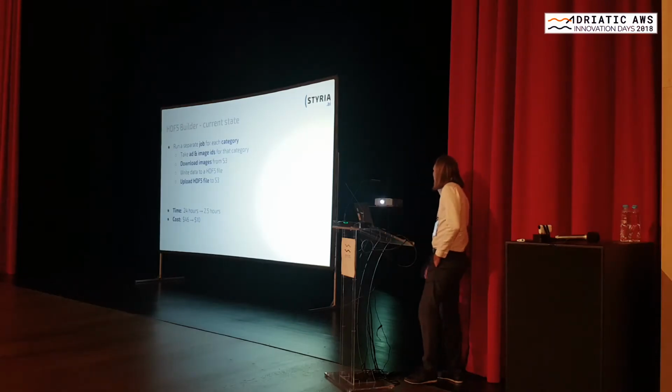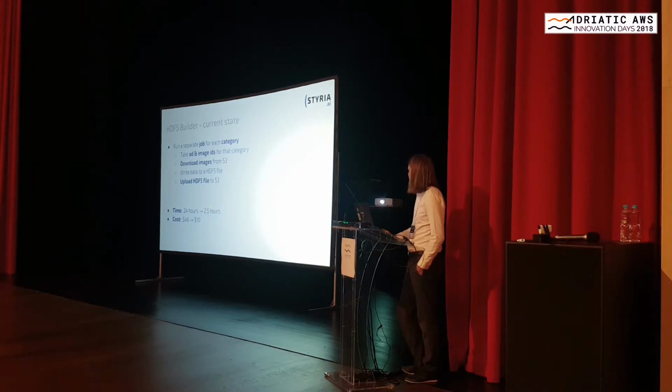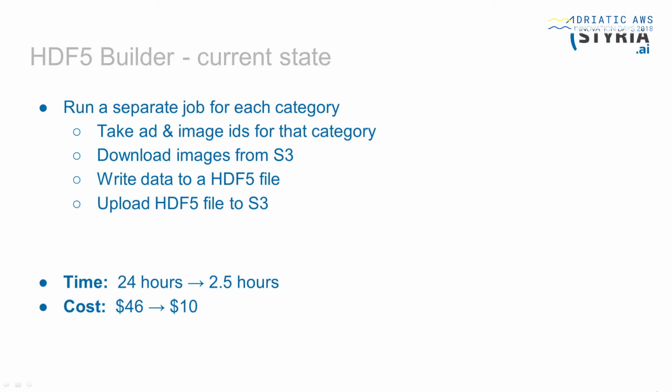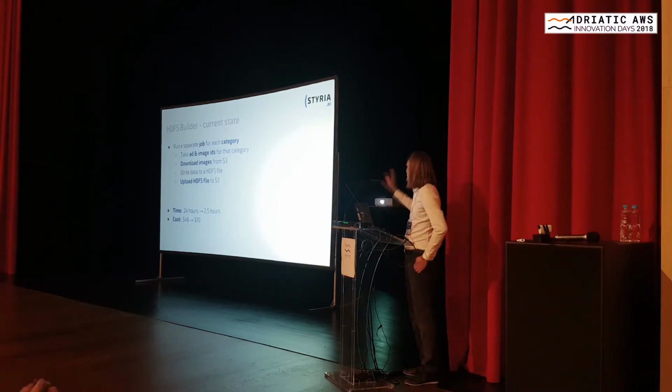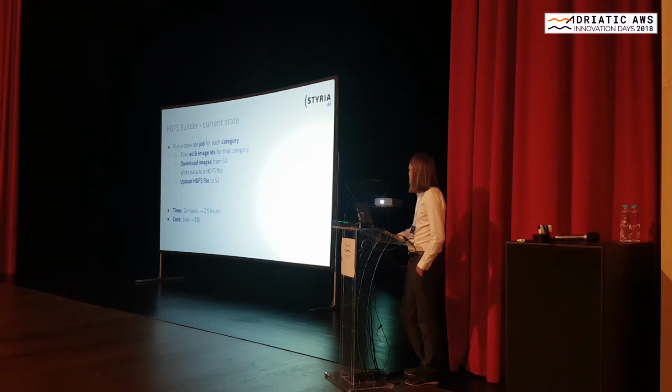So, how did we use that for our case? We run a separate job for each of our categories, and similarly to our previous solution, this job takes all the images from that category and downloads them from S3, and then it runs all the augmentations and writes all the data to a single HDF5 file. Finally, it uploads that file back to S3. So if we have 1,000 categories, we generate 1,000 jobs. After they all are finished, this step is done. By using AWS Batch, we reduce the time of this step from around 24 hours to 2.5, and we also reduced cost from $46 to $10 per run.